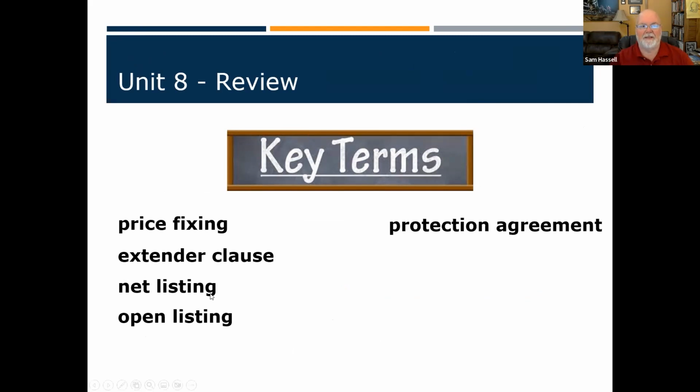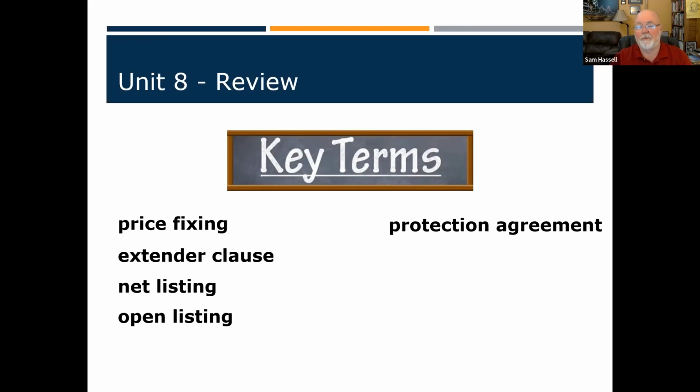So we talked about net listing, where we have to sell it for so much and we can keep the rest for commission. Not illegal, but not very positive. It's frowned upon in a lot of areas. All right, a lot of fraud, a lot of deceit goes on there.